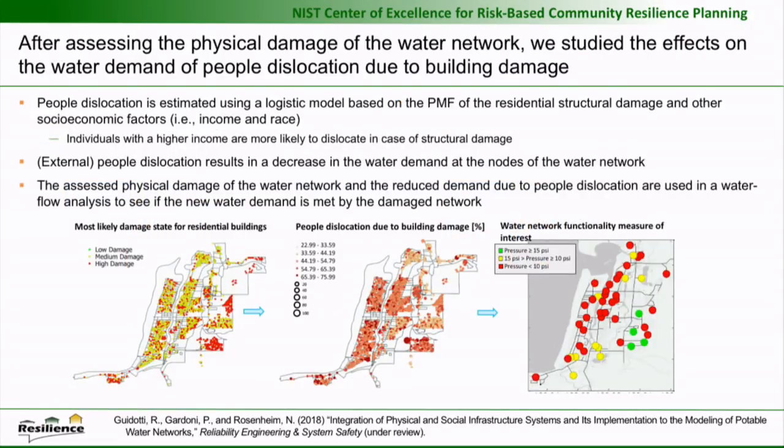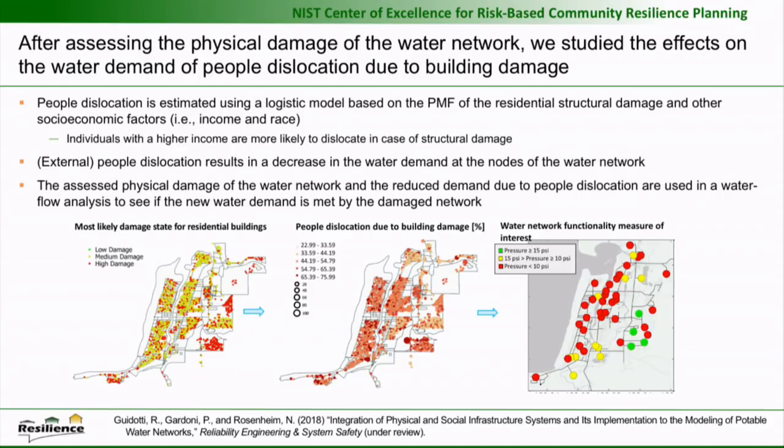After assessing the physical damage of the water network, we studied the effects on the water demand of people dislocation due to building damage. People dislocation is estimated using a logistic model based on the probability mass function of the residential structural damage and other socioeconomic factors like income and race. The fundamental idea is that individuals with a higher income are more likely to dislocate in case of structural damage. People dislocation then results in a decrease in the water demand at the nodes of the water network.